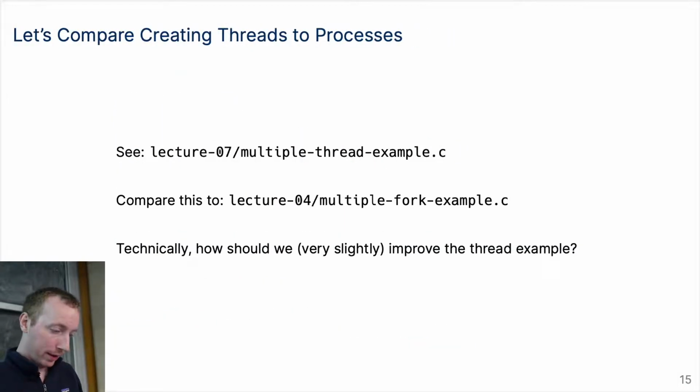Okay, so let's compare creating threads to creating processes. In lecture 4, we had our multiple process example that created 4 processes that just printed 10 times. So let's go ahead and do this, and we'll also see if we can identify a fix to make our program even better.